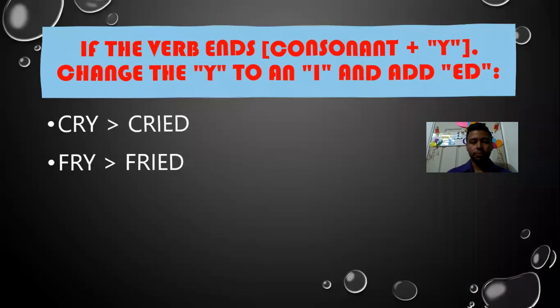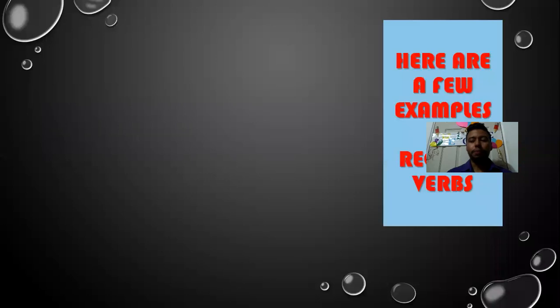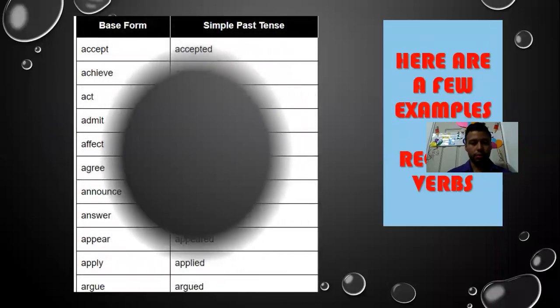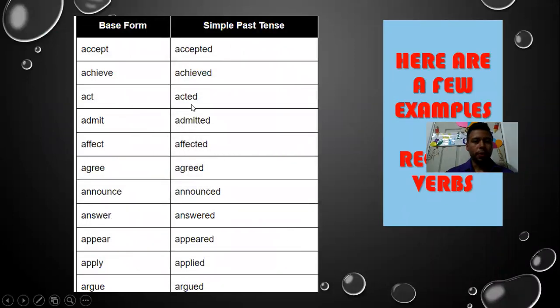So let me see. Here are a few examples of regular verbs. We have the base form, or the basic form, and the simple past tense. We have accept, accepted. We have achieve, achieved. We have act, acted. We have admit, admitted. And so on, right? So I recommend you to pronounce and practice this in your house. So, let me see. We have 4 more minutes.